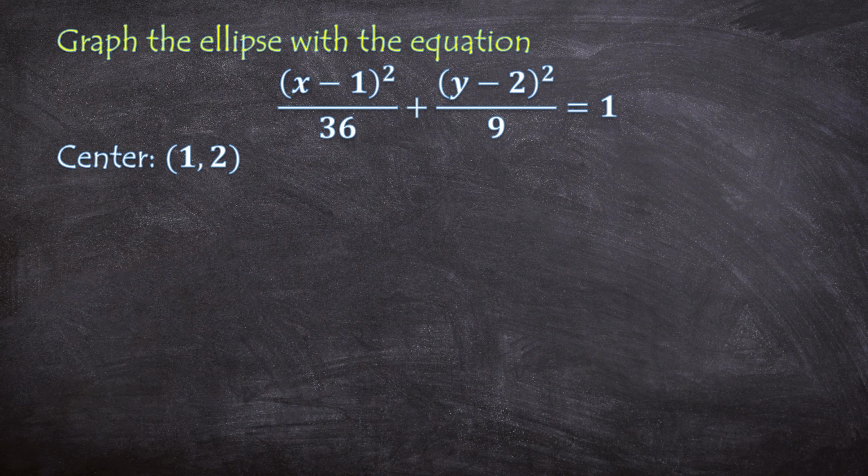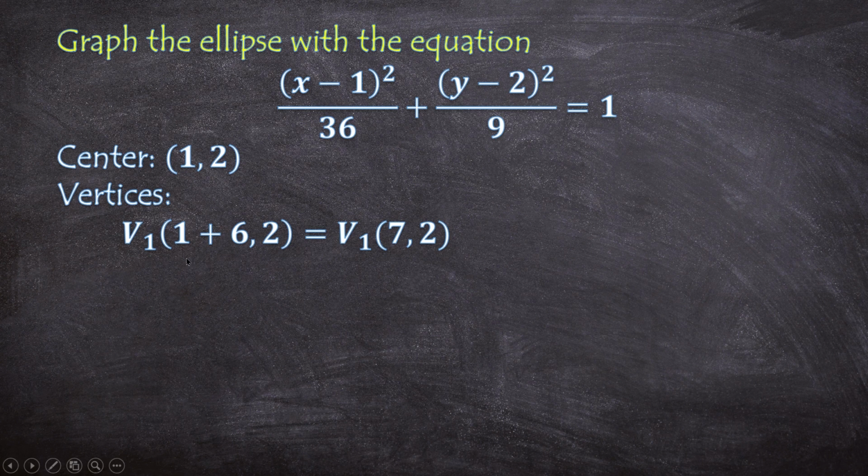Now, our center is 1, 2. This one, our h and our k for our center. The vertices are, since our direction of the major axis is horizontal, only the x part will change. So we have a units from the center, so the center is 1. So we have a is 6, so we have 1 plus 6. Then copy the y coordinate. So we get 7, 2 for our first vertex.